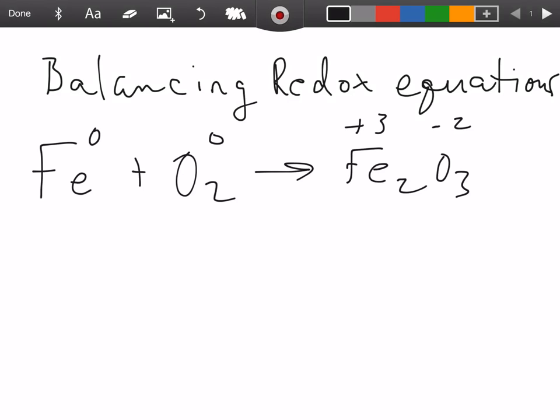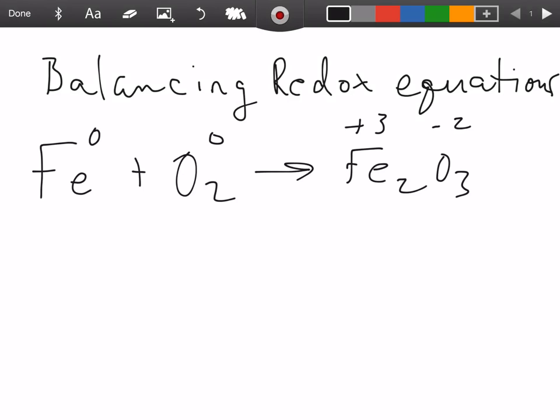So we see that the iron is changing oxidation states, and so is the oxygen. And that's how we're going to know whether or not it's a redox equation. Take a look at any acid-base reaction, HCl plus NaOH giving NaCl and water, and you'll find that the oxidation states are staying the same. So that is not a redox reaction, but rather an acid-base reaction.